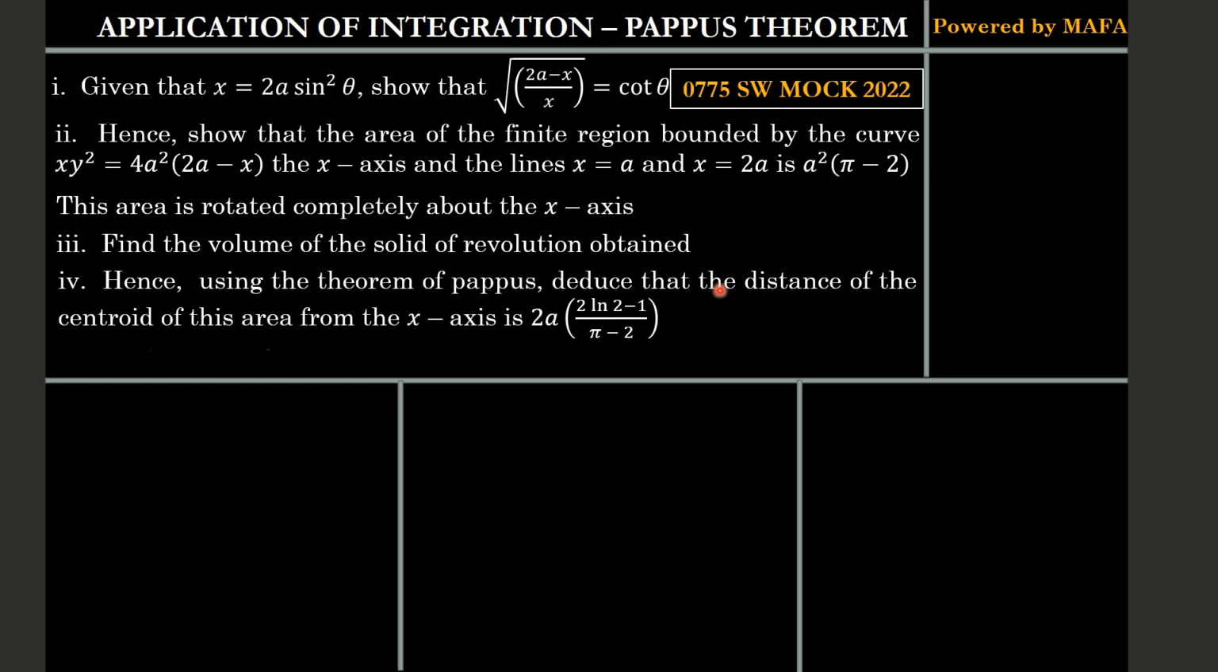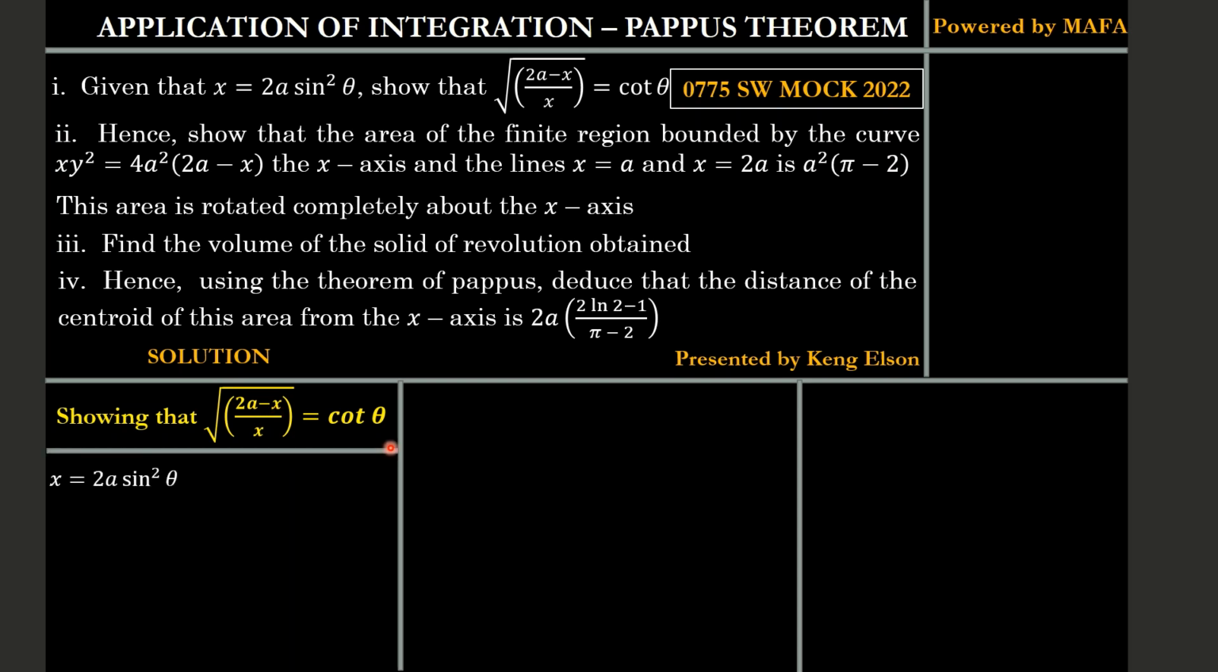Alright, so we are going to begin with the first part, which is asking us to show that if x is equal to 2a sine squared theta, then the square root of (2a minus x) all on x is equal to cot theta. So we begin with what we know, which is x equal to 2a sine squared theta. Since we need cot theta and we know cot theta is cos theta on sine theta, we start by looking for sine squared theta, then we see what we are going to do later. Sine squared theta we can obtain by dividing both sides by 2a. Our a cannot be 0, so sine squared theta will give us x over 2a.